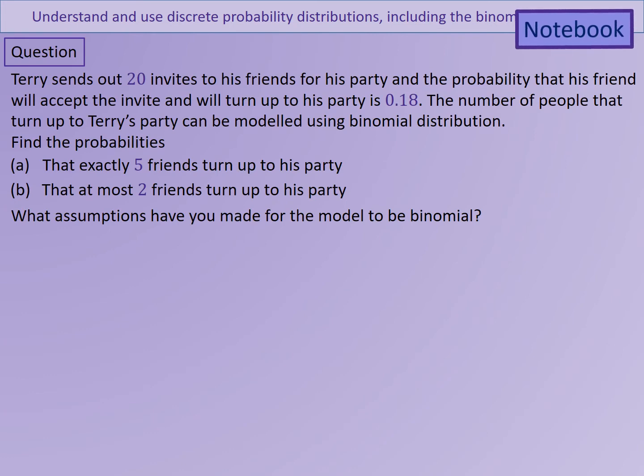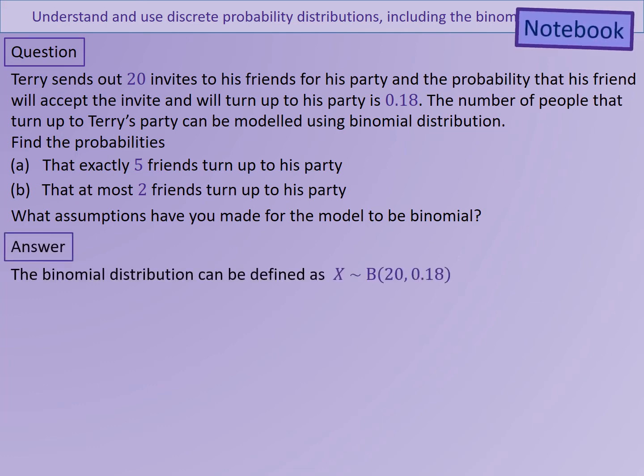Here's an example for your notebook. Terry sends out 20 invites to his friends for his party, and the probability that his friend will accept the invite and turn up to the party is 0.18. The number of people that turn up to Terry's party can be modelled using a binomial distribution. Find the probability that A, there will be exactly 5 friends that turn up to his party, and B, that at most 2 friends turn up to his party. And then we'll take a look at the assumptions that need to be made in order for this to be modelled with a binomial distribution.